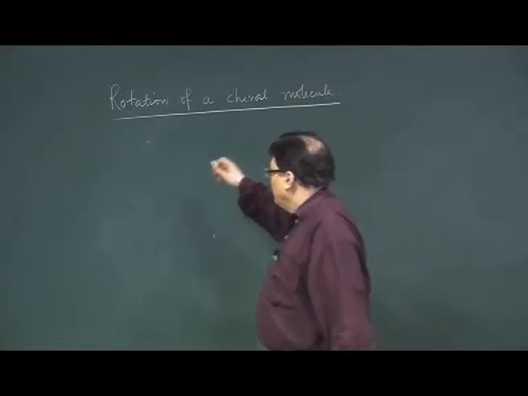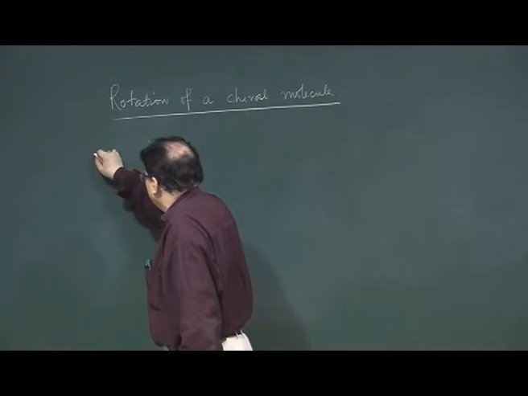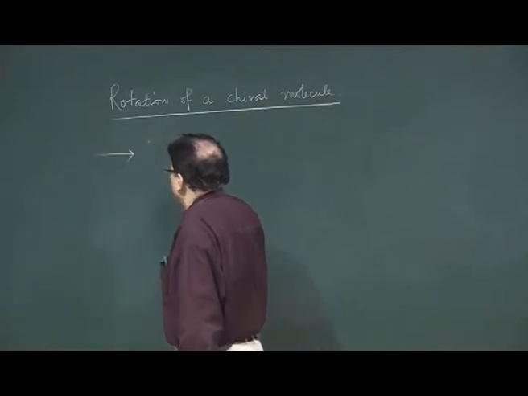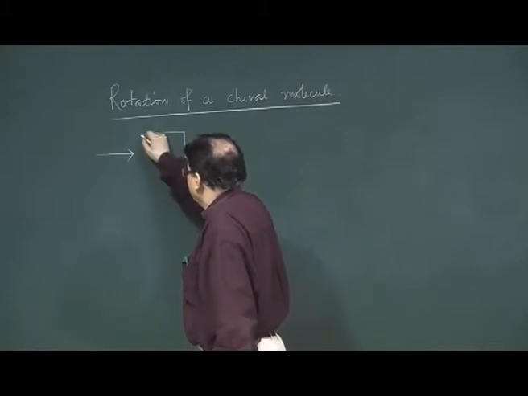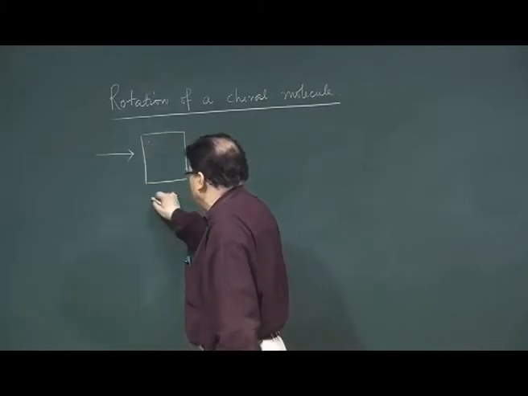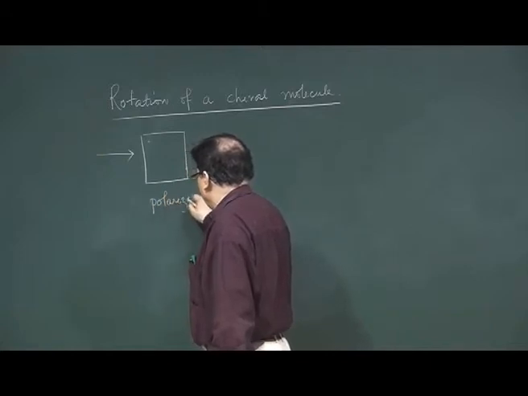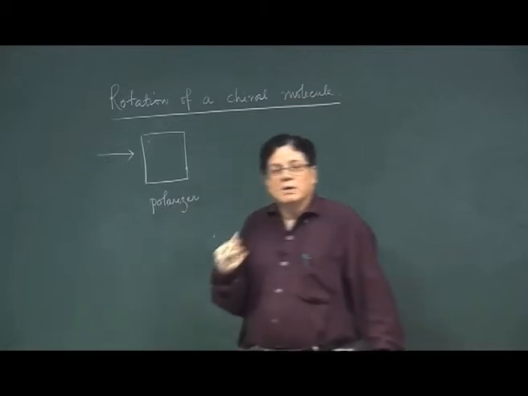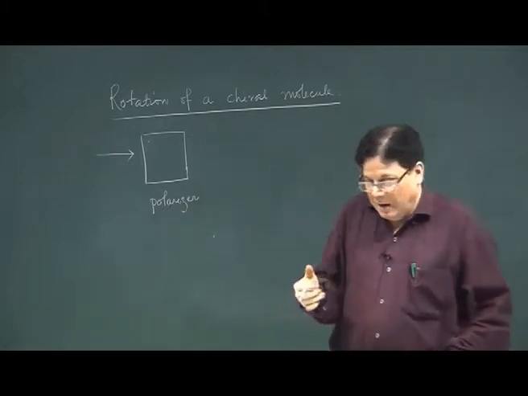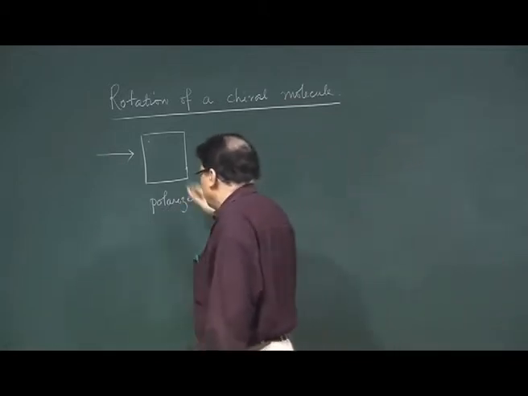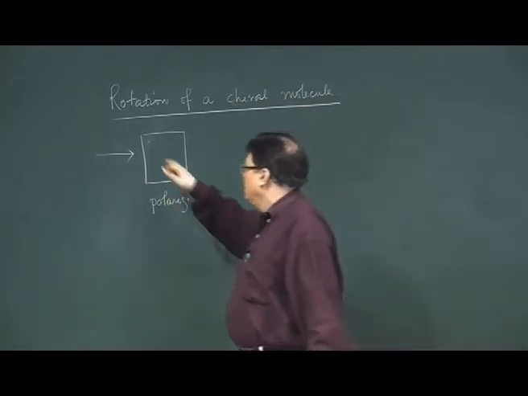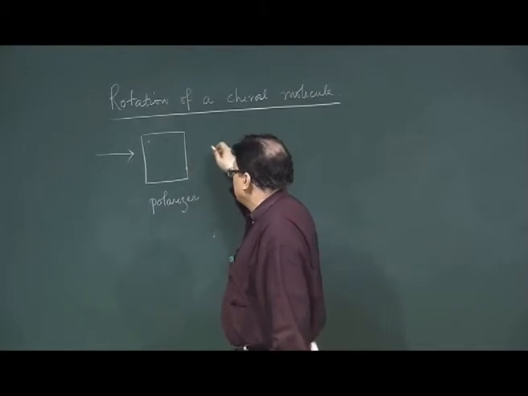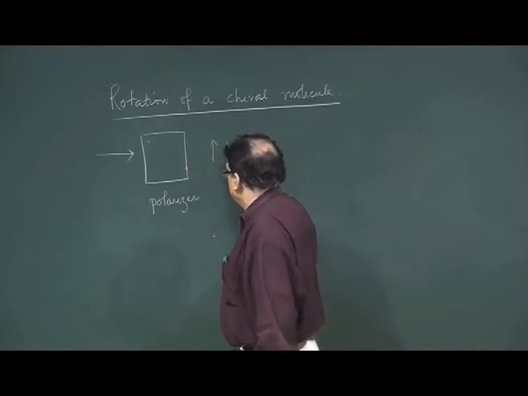So, if you have a plane polarized light which is generated by what is called a polarizer. A polarizer could be made up of crystals, not all crystals, but certain particular types of crystals. So, when light passes through the crystal, it comes out as plane polarized light.